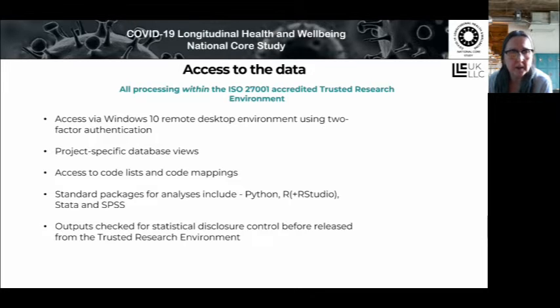Access to the data is via a remote desktop environment. You get project-specific database views to access the data that you've requested, with access to code lists and code mappings and standard software packages for data analysis. And as for the UKDS Secure Lab, outputs are checked for statistical disclosure control before being released from the trusted research environment. Overall, access to the data is a very similar method to the UKDS Secure Lab, using a trusted research environment.